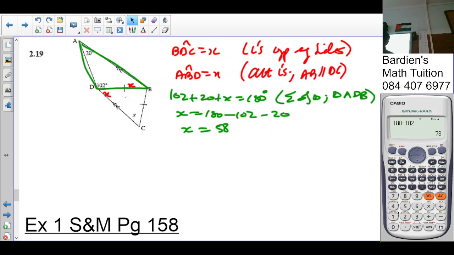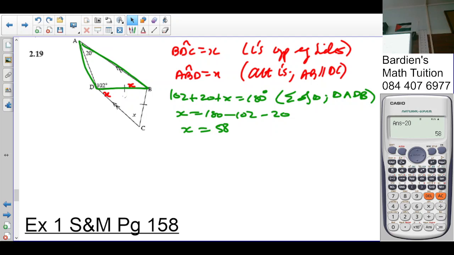Did you guys manage to do the sum? Why not? Confused? Huh? You confused? Sorry? Co-interior angles. You also use co-interior angles.